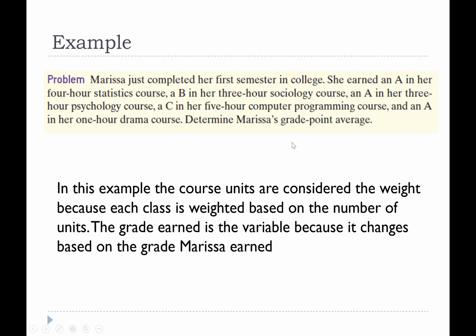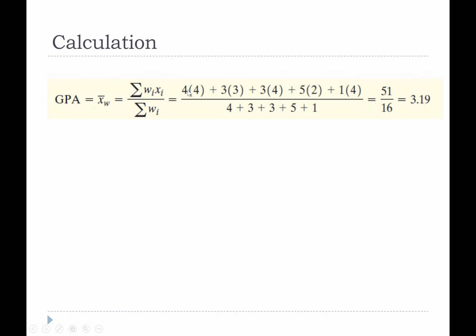Determine her GPA. So, in this example, the course units are considered the weight because each class is weighted based on a number of units. And the grade she earned is what varies because that obviously is different from student to student. An A obviously carries a weight of 4, a B is 3, a C is 2, a D is 1, and an F is 0. But she doesn't have any F, so we don't have to worry about that. But with that being said, we can calculate it by the following.